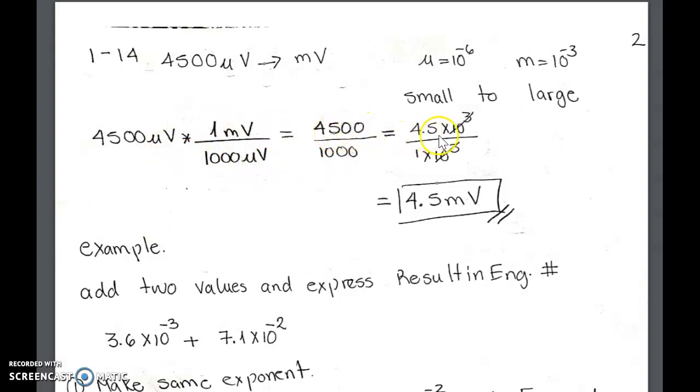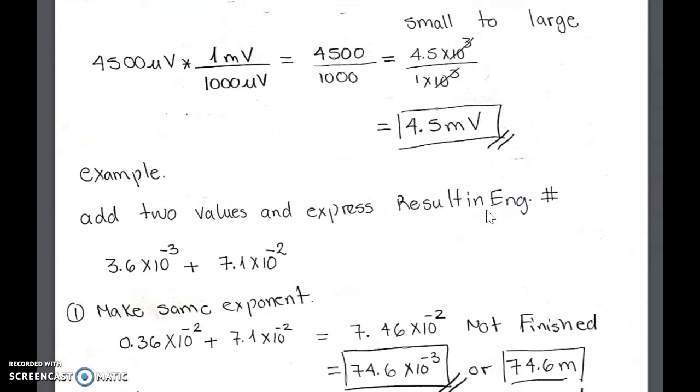We put it in our power of 10 format, so we don't have to use a calculator. So 4.5 times 10 to the power of 3 is equivalent to 4,500. 1,000 is equivalent to 1 times 10 to the power of 3. So the 3 minus 3 becomes 0. 10 to the power of 0 is equivalent to 1. So that's why we don't have it right here.